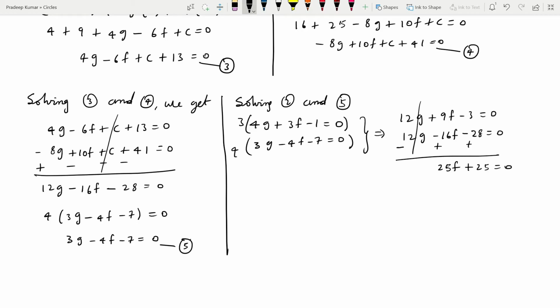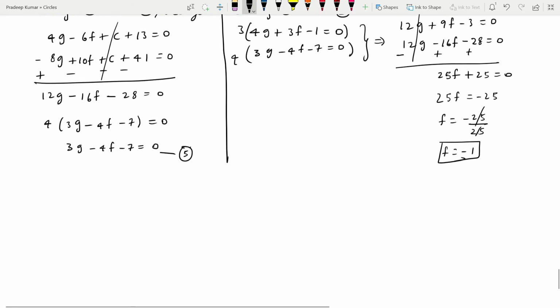So if we just send 25 to this side, we'll be getting 25f equal to minus 25. So f equal to minus 25 by 25. So 25 can be cancelled, so we'll be getting the f value as minus 1. Okay, so we got the f value. If we substitute this f value in equation 5, we'll get the g value. So I can write here: substitute f equal to minus 1 in equation number 5.